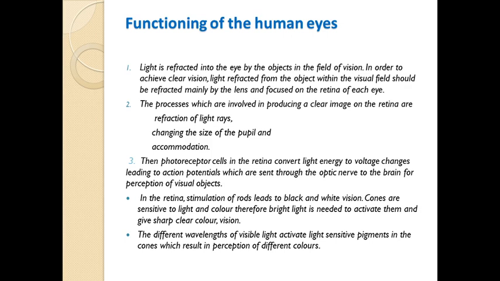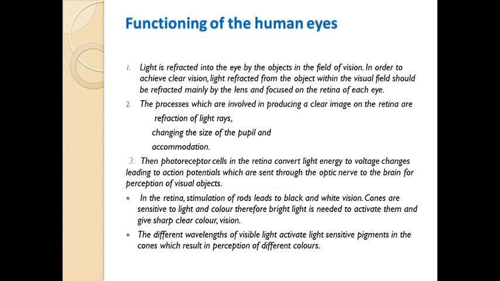Then photoreceptor cells in the retina convert light energy to voltage changes leading to action potentials which are sent through the optic nerve to the brain for perception of visual objects. When light falls on the retina, the photosensitive pigments in the photoreceptor cells are stimulated and they produce a nerve impulse which is sent to the brain, actually to the occipital lobe of the brain, via the optic nerve. In the retina, stimulation of rods leads to black and white vision. Cones are sensitive to light and color, therefore bright light is needed to activate them and give a sharp, clear color vision.